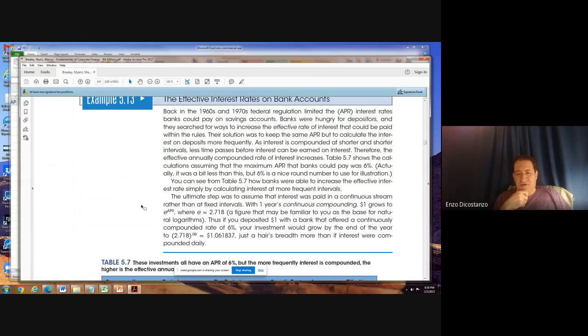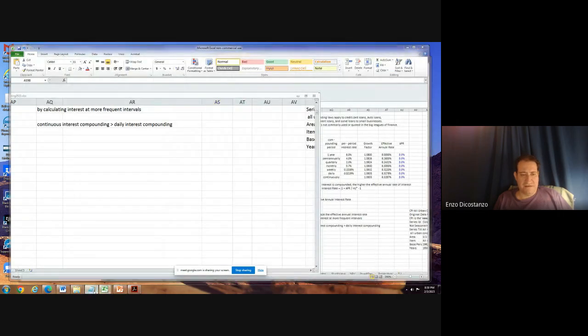You deposit $1 with the bank that offers continuous compounding at 6%. The investment grows by the end of the year to, yeah, so it's 2.718 to the exponent of whatever the percentage is. So it's a bit more, a few decimal places later, it's just a bit more. That's all we're really trying to say there.